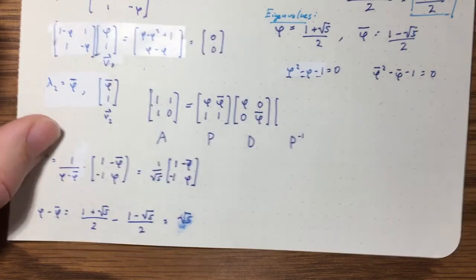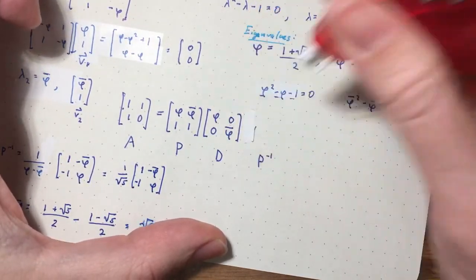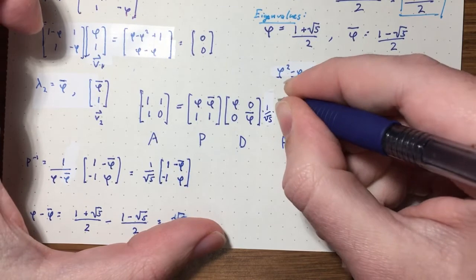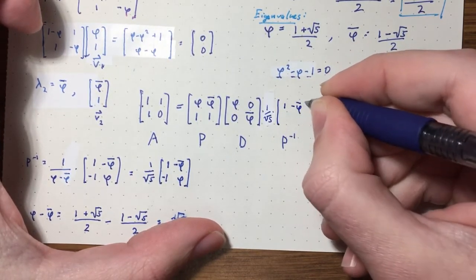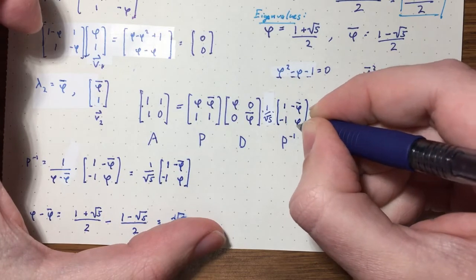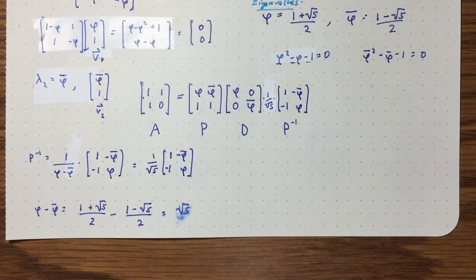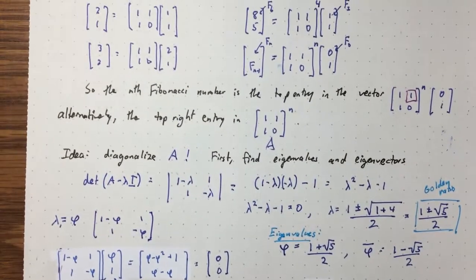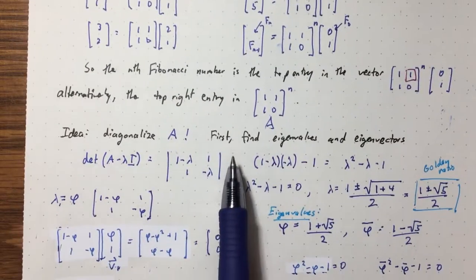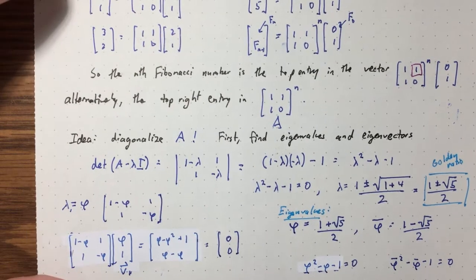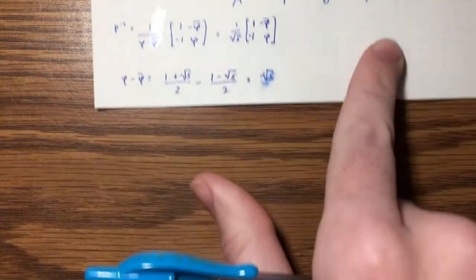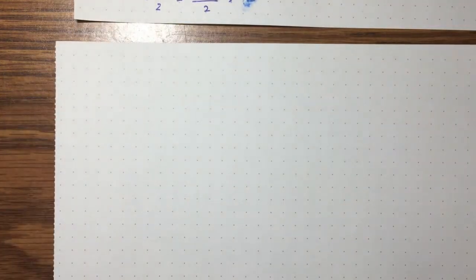Yeah, so let's fill that in. Maybe I don't want to write the square root of 5 a bunch of times, so I'll just write that in as a scalar down here. Got 1 over the square root of 5 times 1, minus phi bar, minus 1, phi. And again, what do I want? Let's remind ourselves. It's the top right entry in this matrix A to the n. Okay, so let's calculate A to the n. Let me get a new page for this. I think we're almost done.